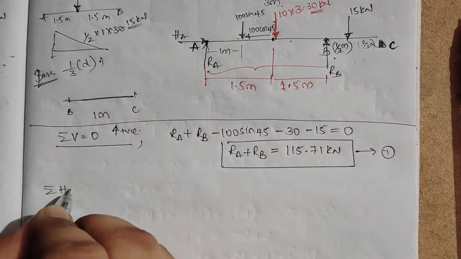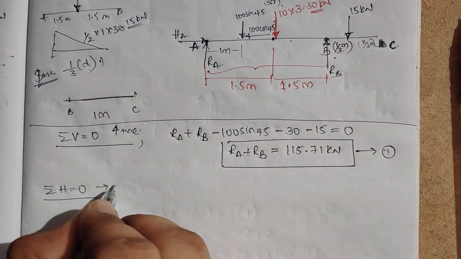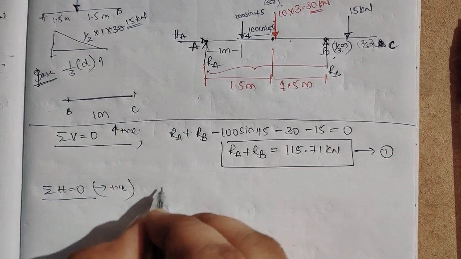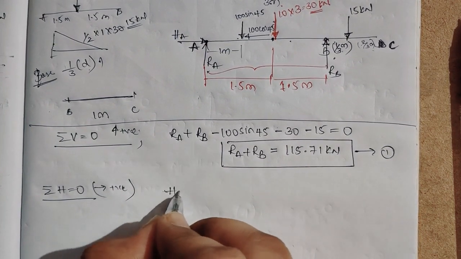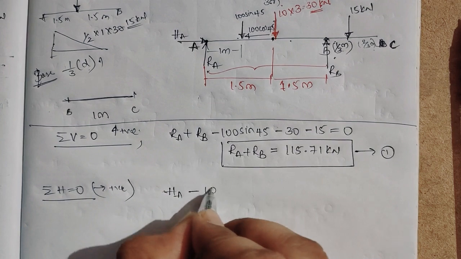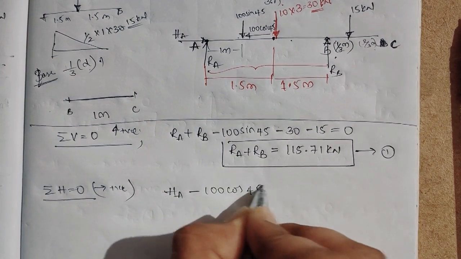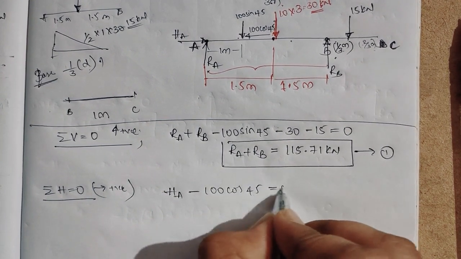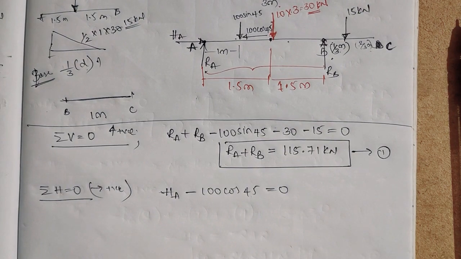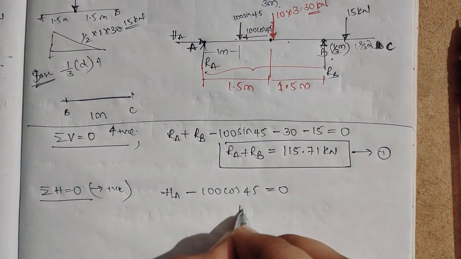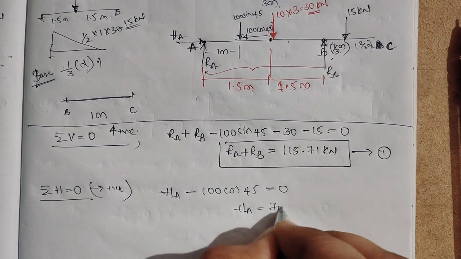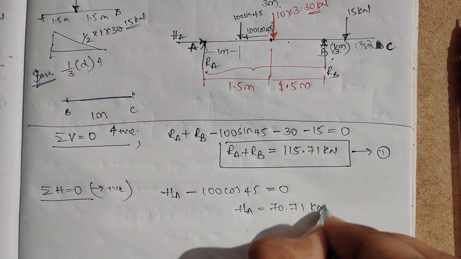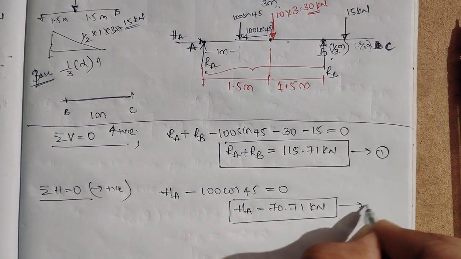Now summation of horizontal forces equal to 0, taking left to right as positive. So what will it be? HA minus 100 cos 45 is equal to 0. This 100 cos 45 will be 70.71. So HA is equal to 70.71 kilonewton. Equation number 2.